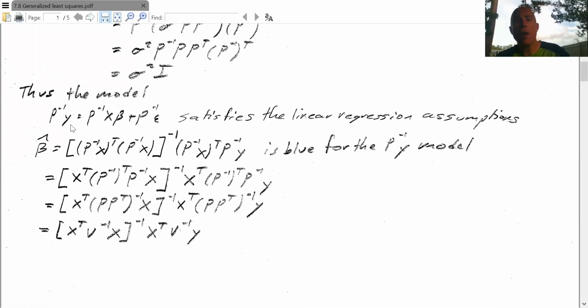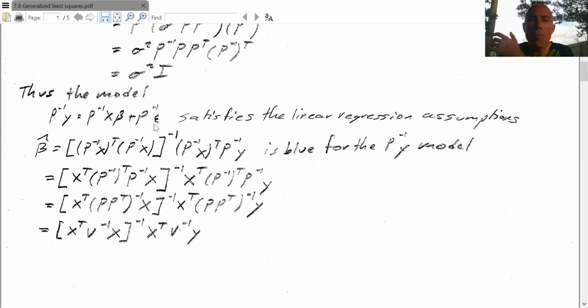So now, because of this work here, this result with sigma squared times I, that tells me that this equation satisfies regular old ordinary least squares regression. All right, well, if it satisfies ordinary least squares regression, I'm just going to drop that straight into the regression equations. Let's do that. Here, my target variable is P inverse Y. My predictor matrix is P inverse X. And my random term is P inverse epsilon.